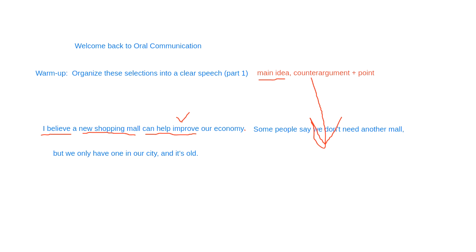And then my first point is right here. The one that we do have is old. So if it's too old, then people don't want to go shopping there, and we're not going to be able to improve our economy if nobody wants to go shopping there, right? So that's kind of the idea there. Okay, anybody have a question about this?